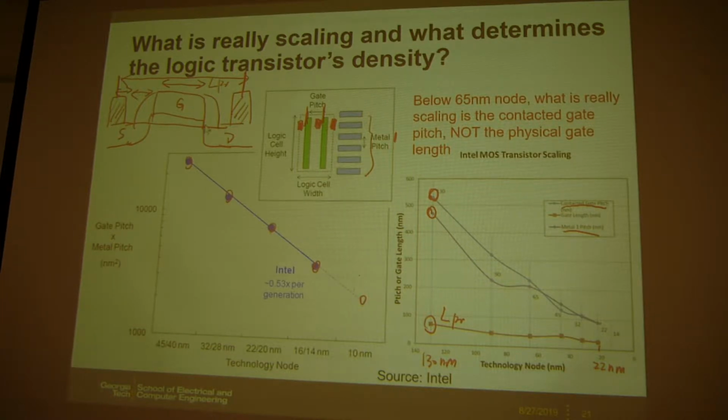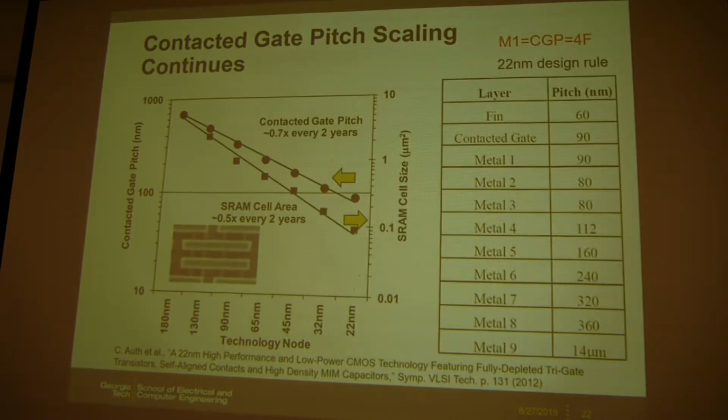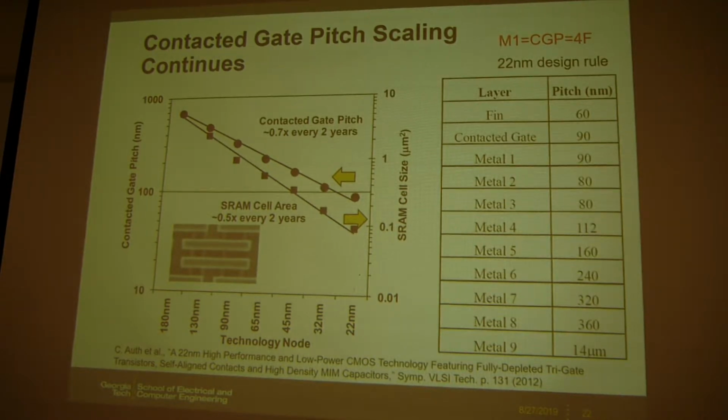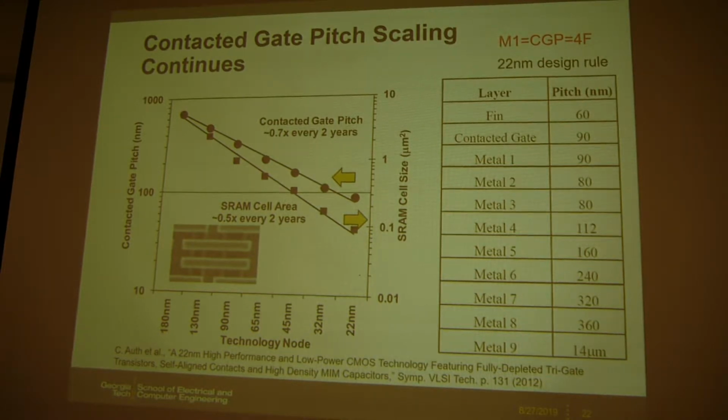So here I think this is the most important conclusion I want you to pay attention to. What is really scaling is the pitch for the contact gates or the metal 1 wires, not the physical or printed gate length. So if you follow this kind of scaling rule by the contact gate pitch, and if you plot the SRAM cell area from Intel's data, I think.